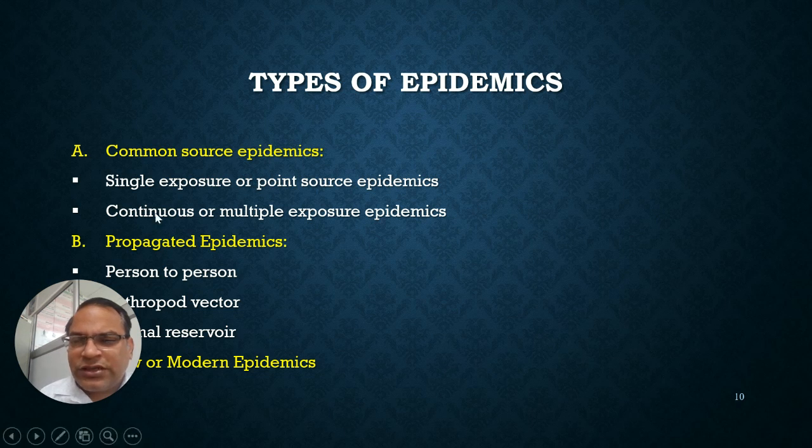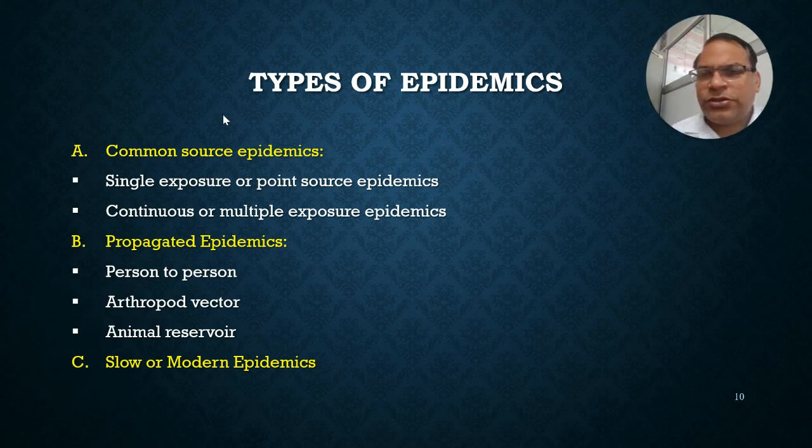Then, what are the common causes? Coming to common cause epidemics, single exposure or point source epidemics. Another is continuous or multiple exposure epidemics. Then propagated epidemics, that is person to person or animal vector like arthropod or animal reservoir. The third one is slow or modern epidemics.